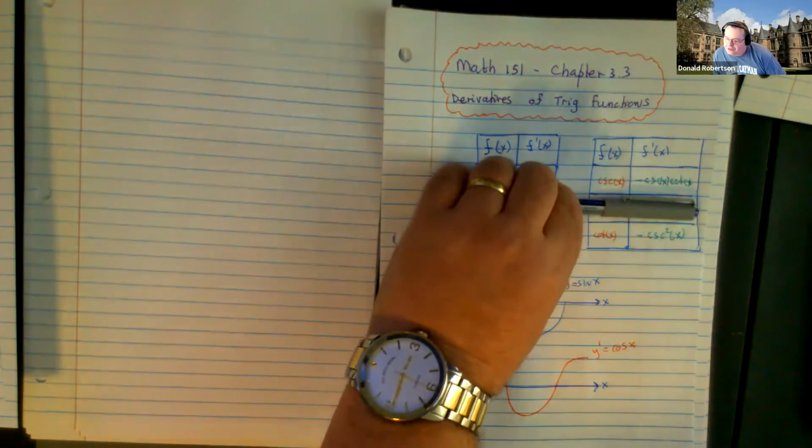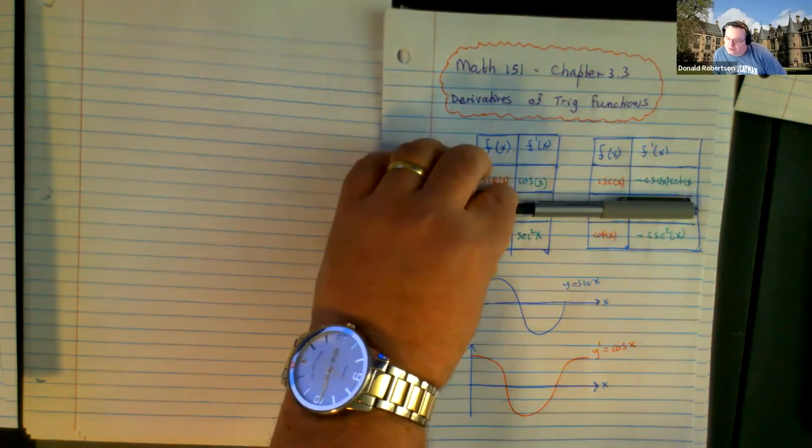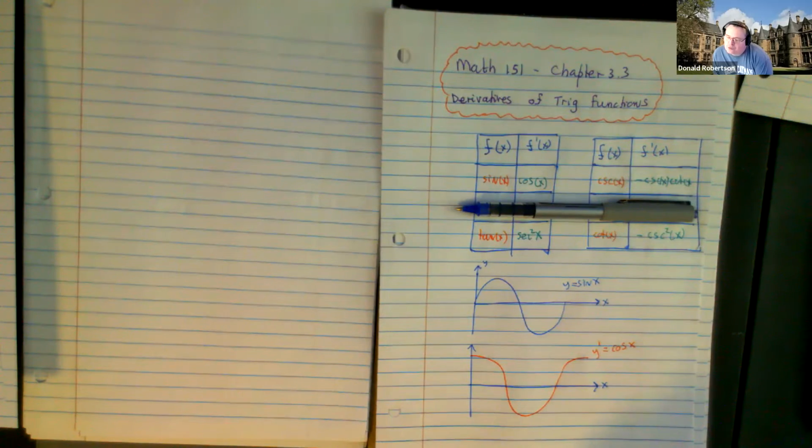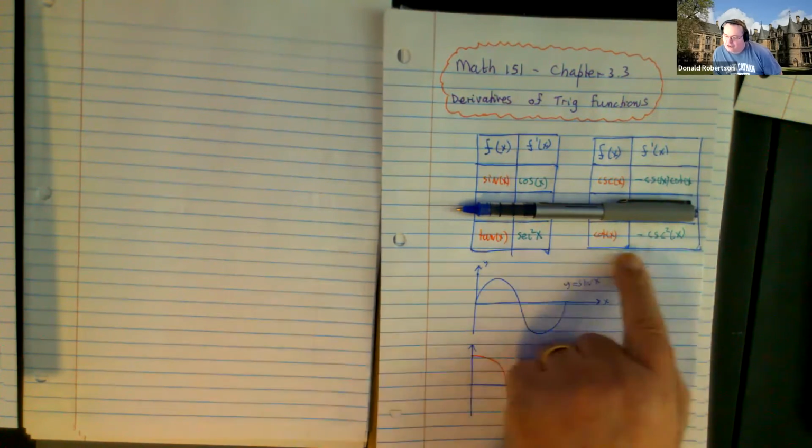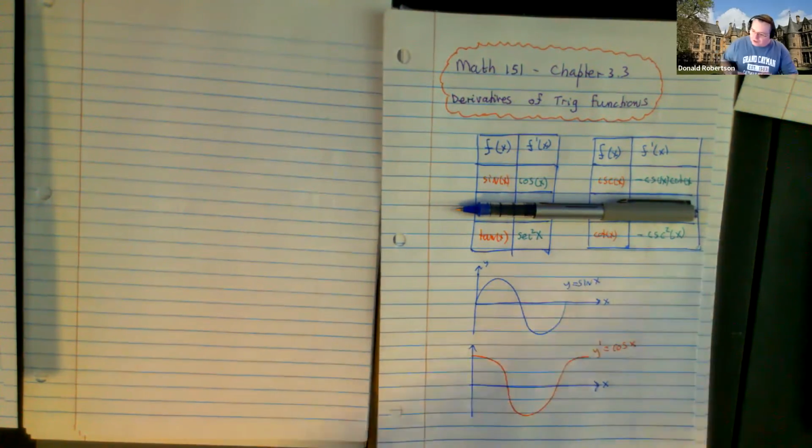Now that oppositeness also works for the tangent and the cotangent. I'm positive, so you're negative. I'm a secant squared, so you're a cosecant. So when I talk opposites, sines and cosines are opposites, right? Secants and cosecants are opposites. Tans and cotangents are opposites, right?